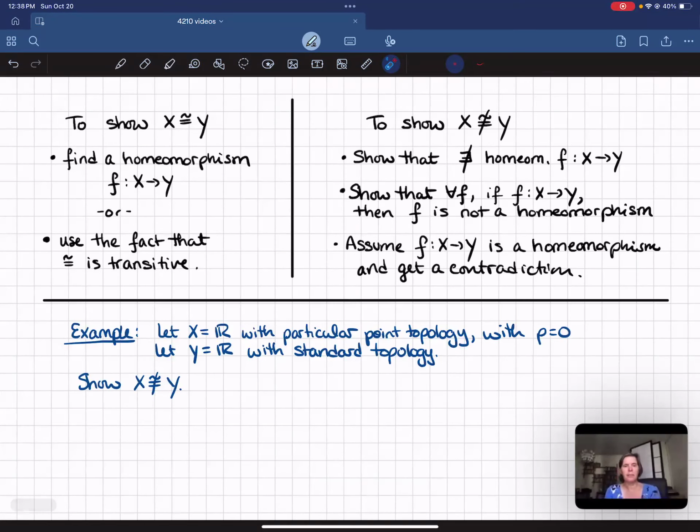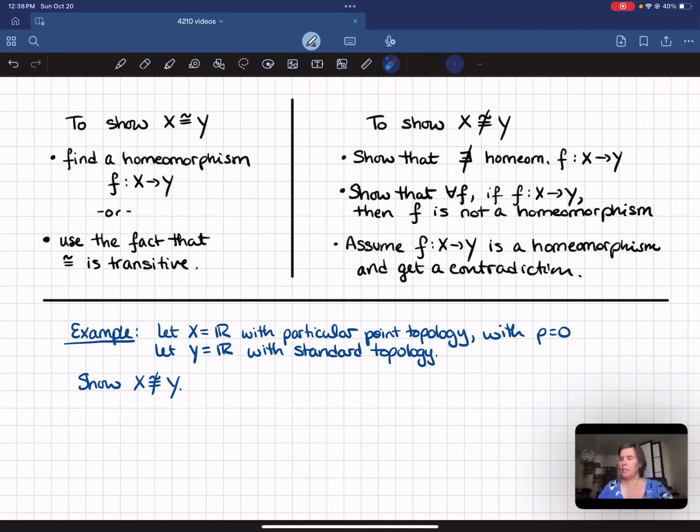Okay, here's an example. Let's say that X is the reals with the particular point topology with the point p equaling 0, and Y equals R with the standard topology. And I claim that those are not homeomorphic. Those are not topologically equivalent.